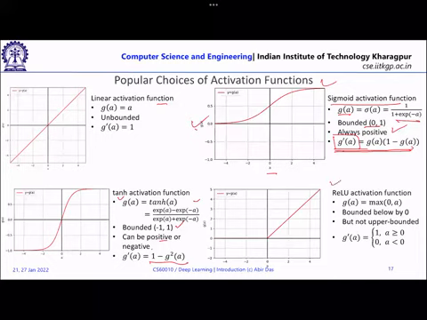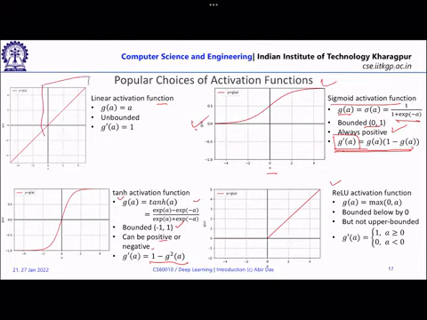There is one very popular one which got its popularity around 2012. I think it was with the paper that rejuvenated the field, that is AlexNet. They used ReLU. I have to just check, but we have that in subsequent lectures. It is bounded below by 0, but not upper bounded. So it is basically linear.